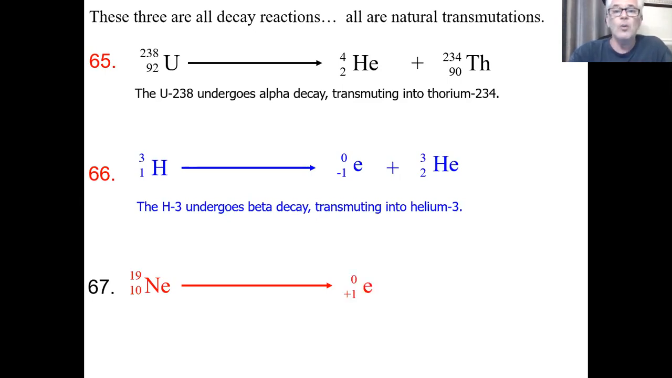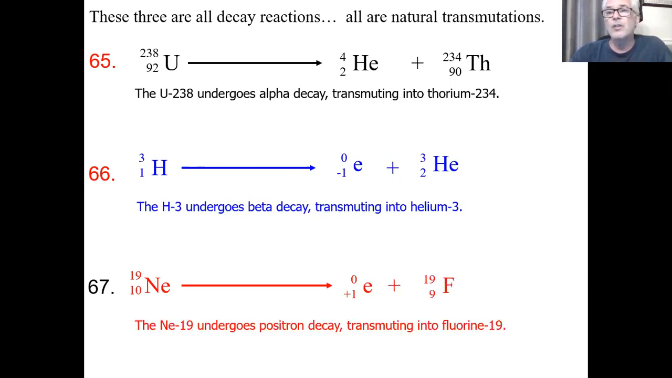It's going to undergo what's called positron decay. It's going to emit a positron particle, and it's going to turn into fluorine-19, which is actually not radioactive. Now, these three reactions, black, blue, and red, are all called natural transmutation.